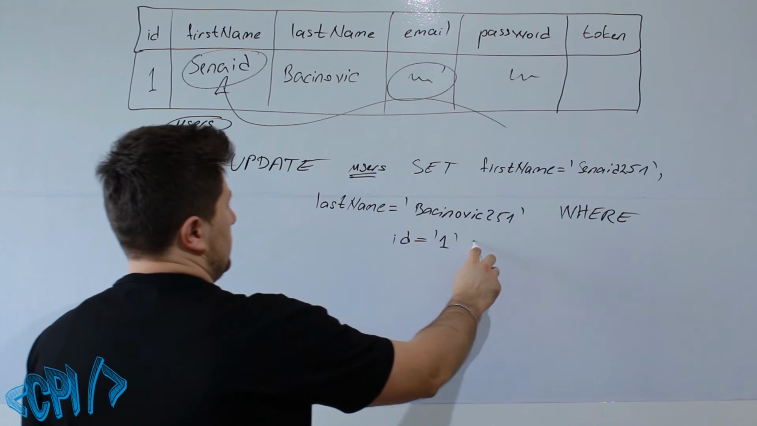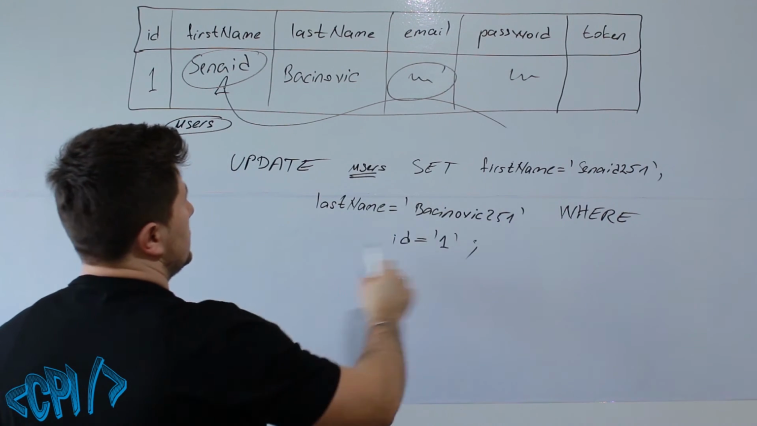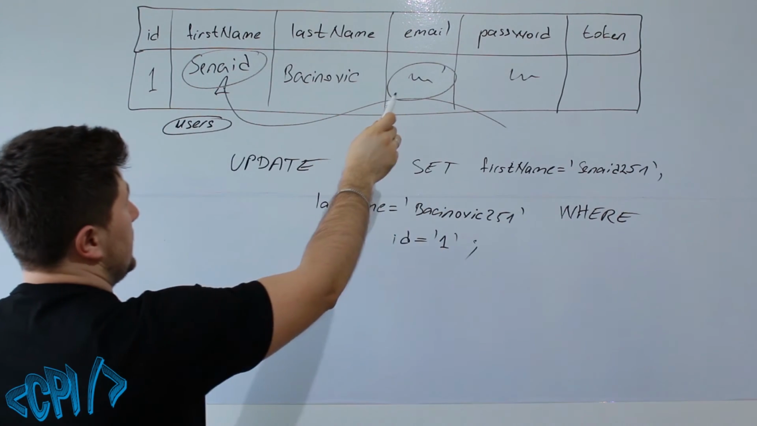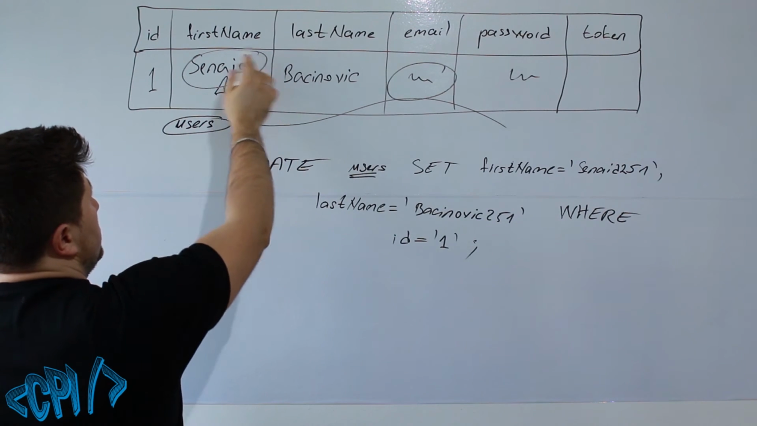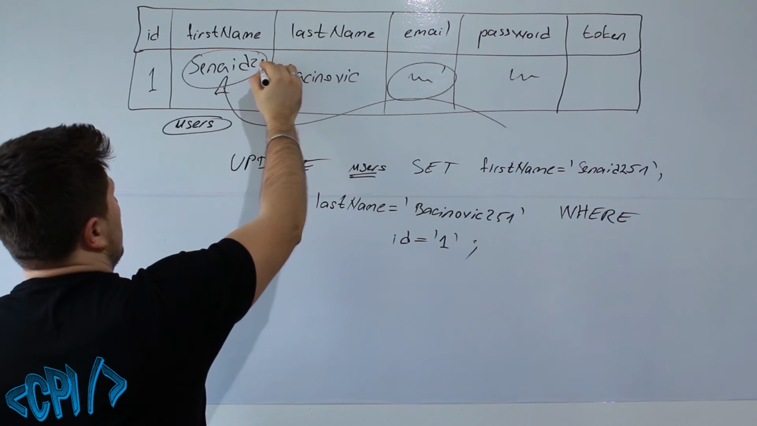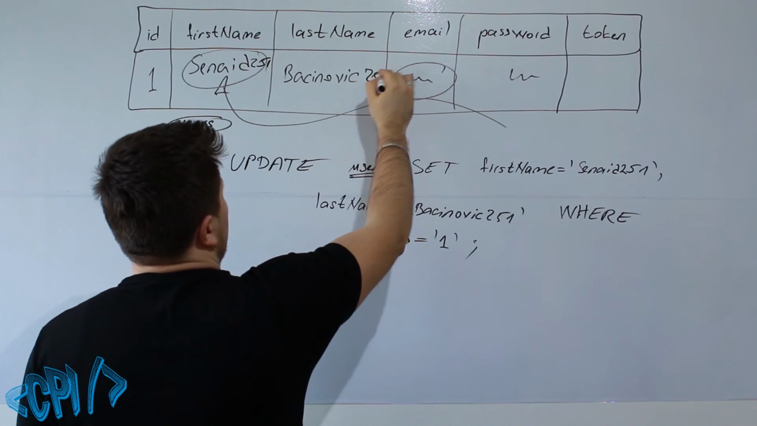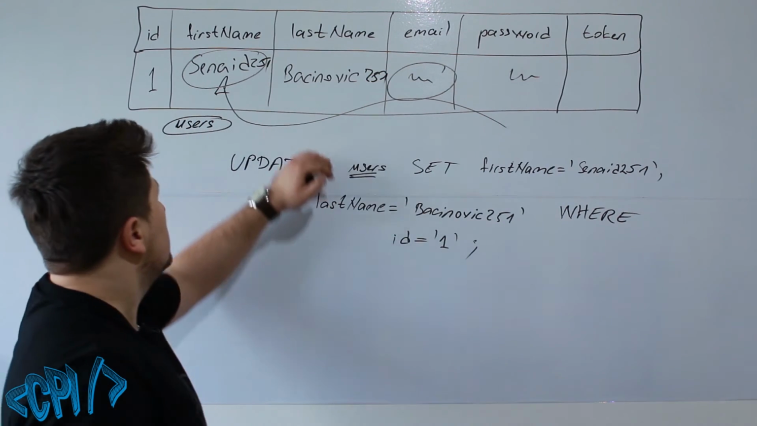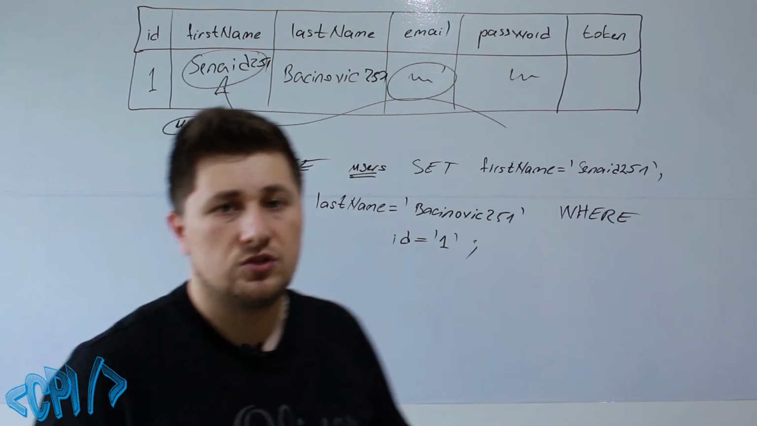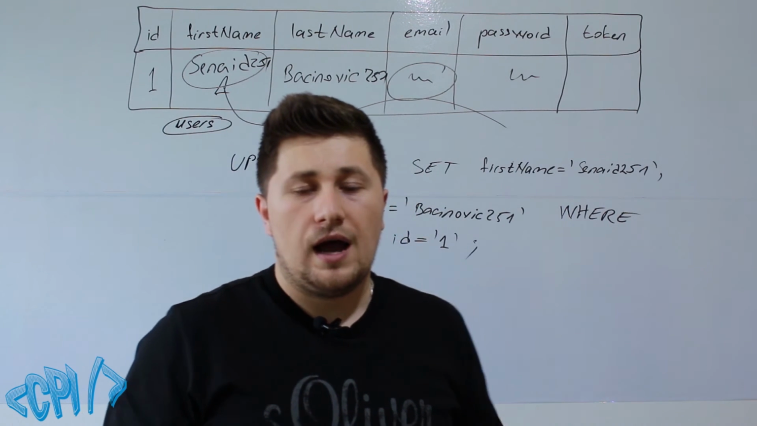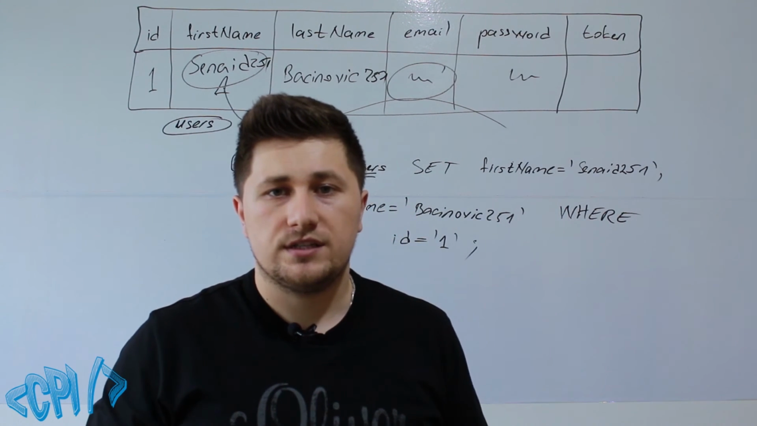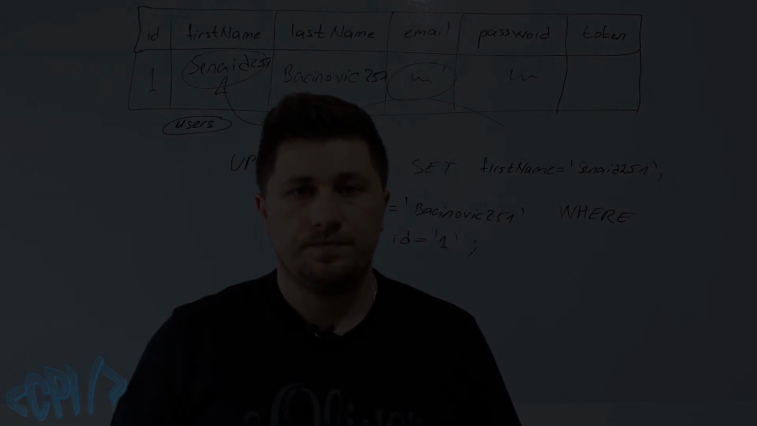Okay, and that's it. If we now execute this, the table will be updated, and here won't be any more CNAID, it will be 251, and that's it. Now this user is updated in the database. So let me now show you how to use all those SQL queries inside PHP.